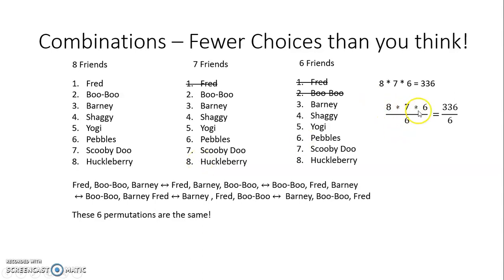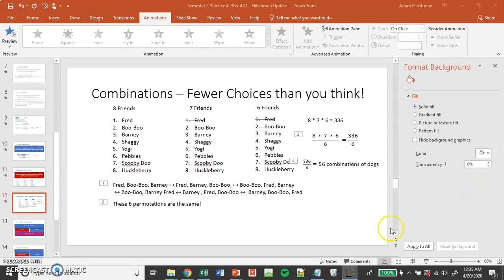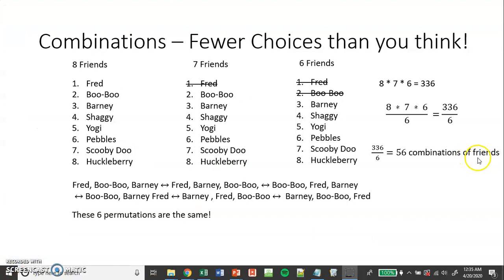On the top we have the number of permutations. On the bottom we have how many different ways you can order them. So when you end up dividing, you have 56 different combinations of friends. Oops, friends, not dogs, different problem, sorry. We have 56 different ways that you can give candy out to 3 friends out of 8.